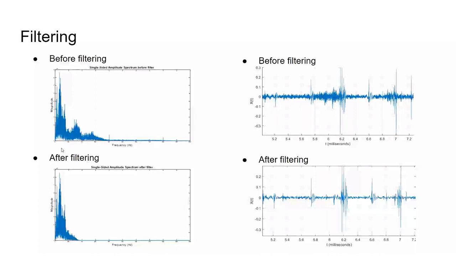This can be seen in the frequency domain graphs on the left-hand side. The graphs on the right-hand side are phonocardiograms before and after filtering. We can clearly see that the regions of the heart cycle have become more discernible after filtering, and a false abnormality has been removed.